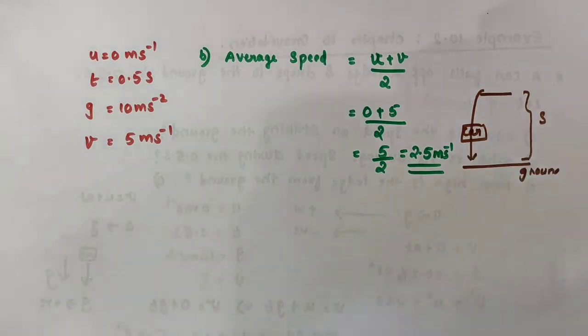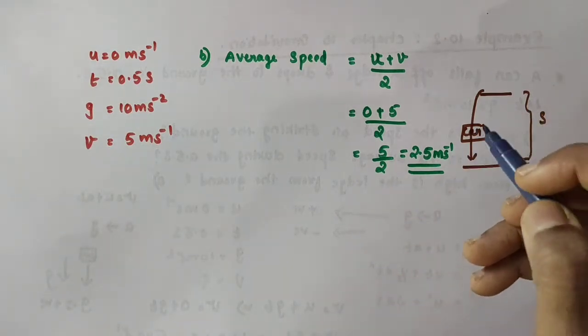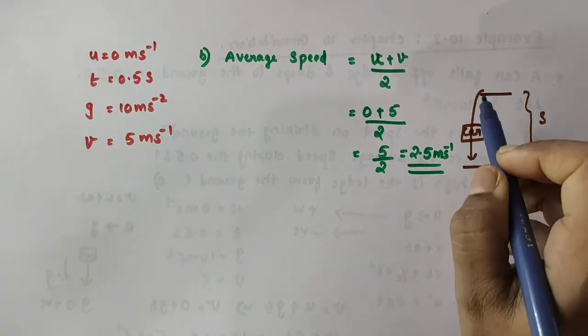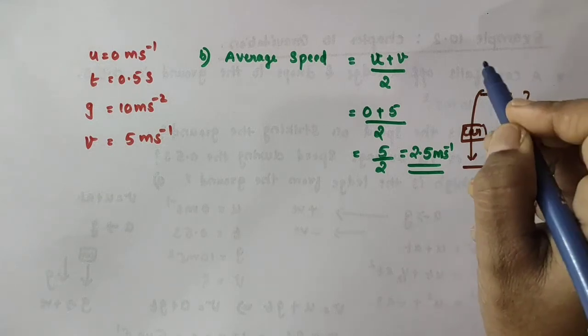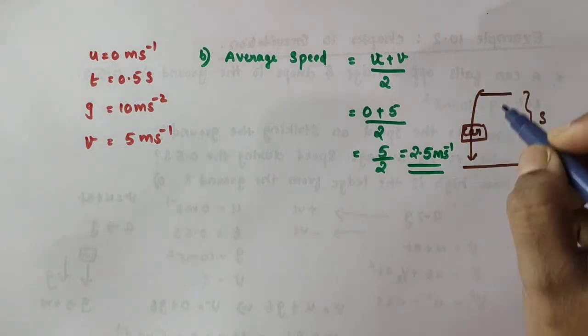Next, the third sub question is to find out how high the ledge is from the ground. So let us take this as the ground and this as the ledge, and the car is falling downwards from this ledge.